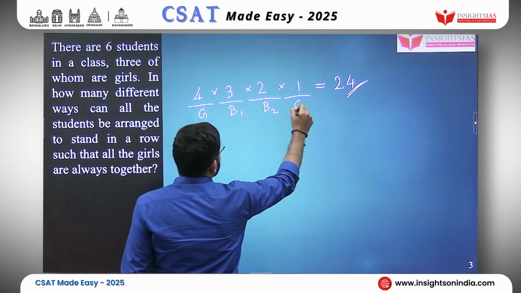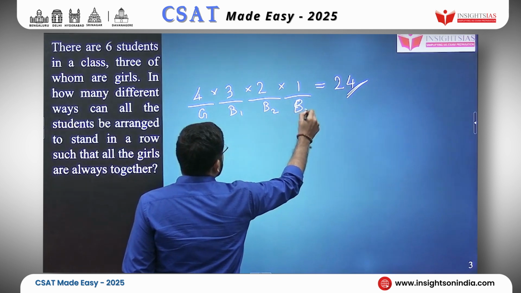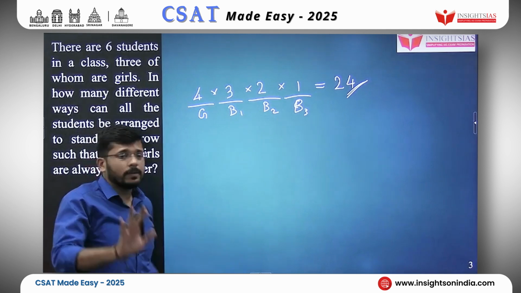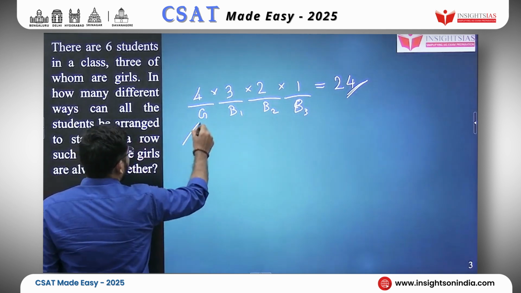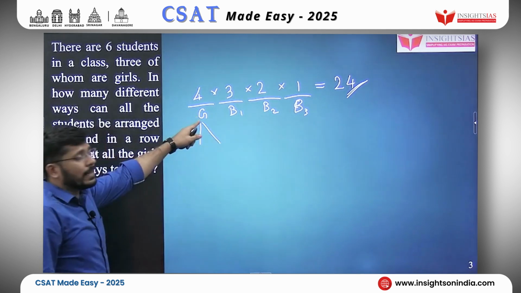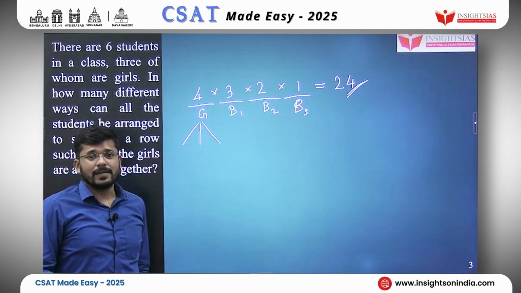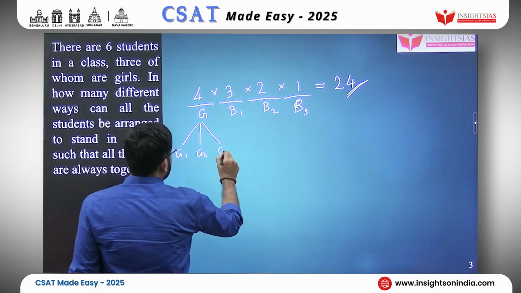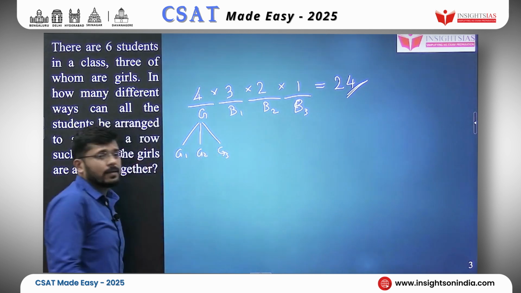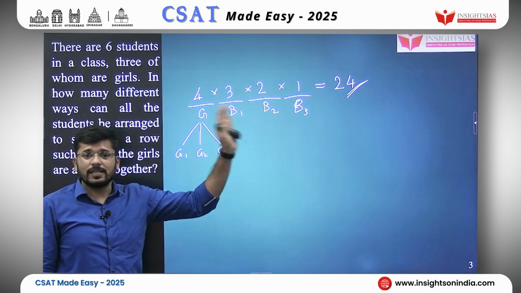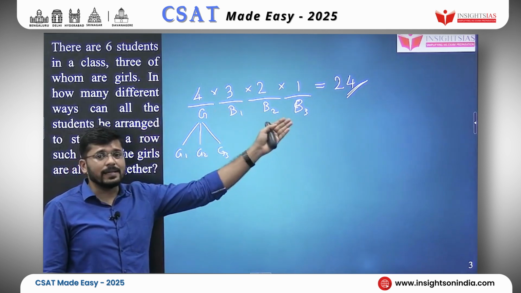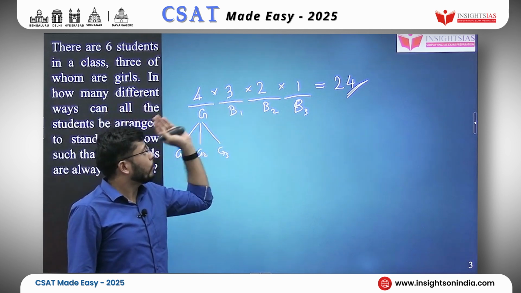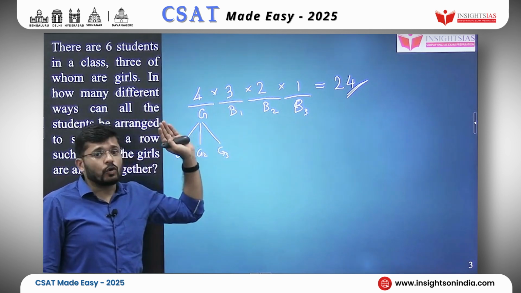Let's say that the girls stood here. No problem. B1, B2, B3. Okay. However, in this block, there are further 3 girls, right? G1, G2, G3. Yes. And actually there are 6 positions, but for our convenience, for easy solving of the problem, we made it to look like 4 positions.